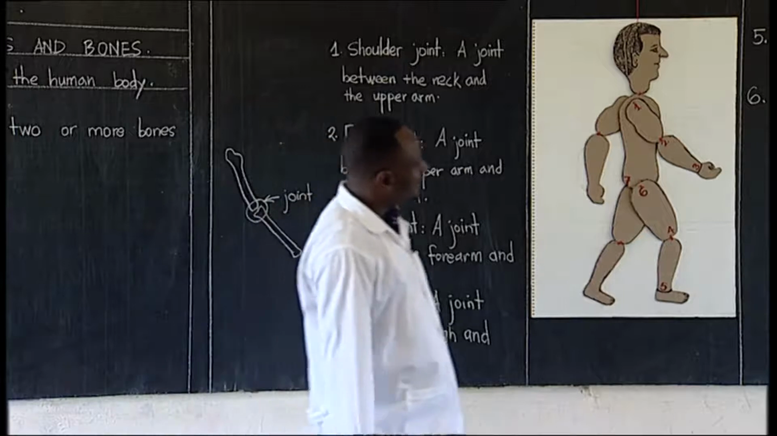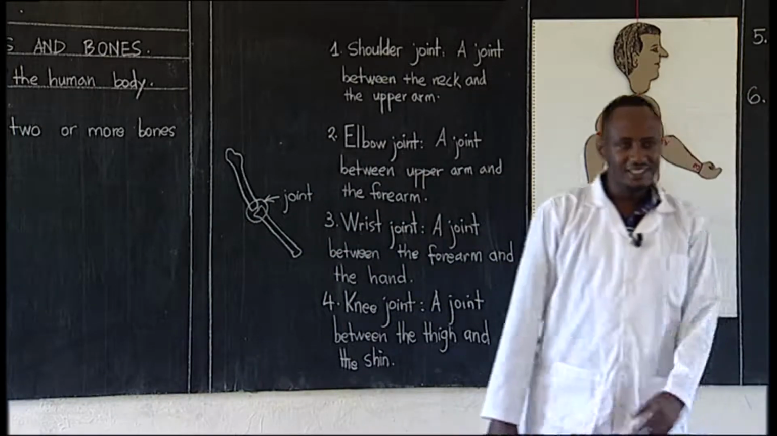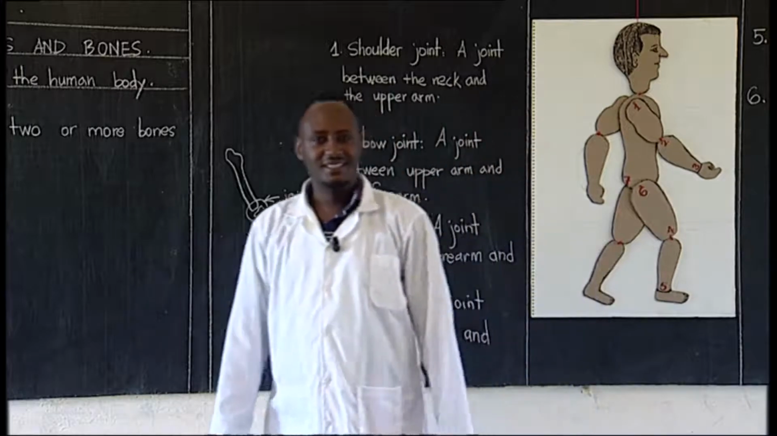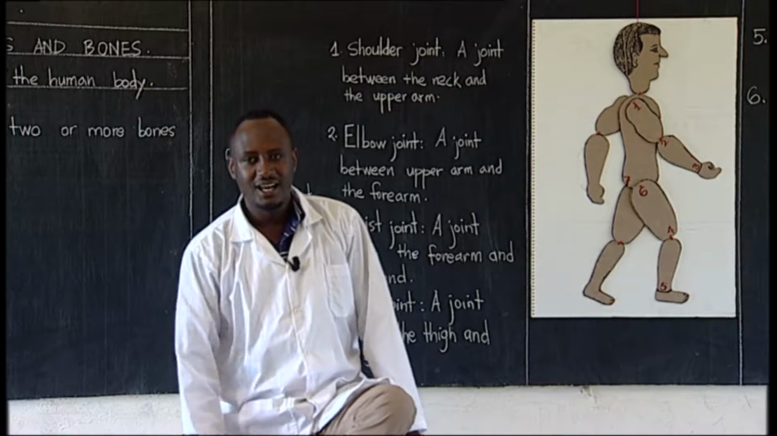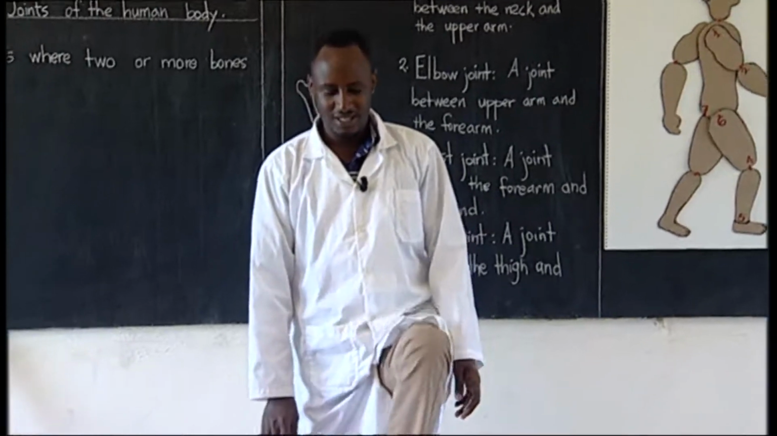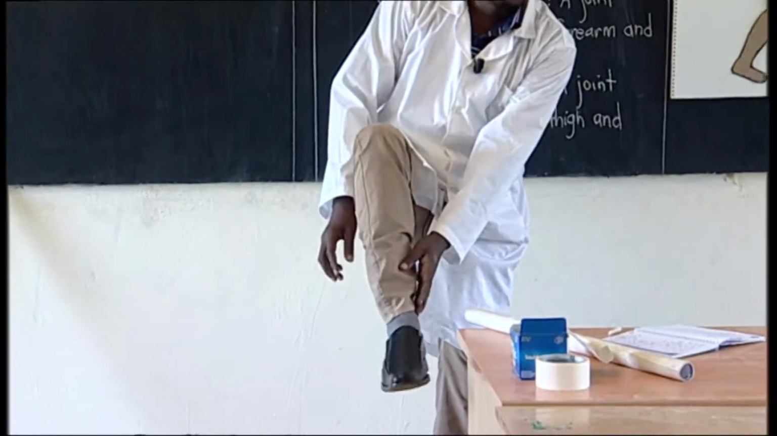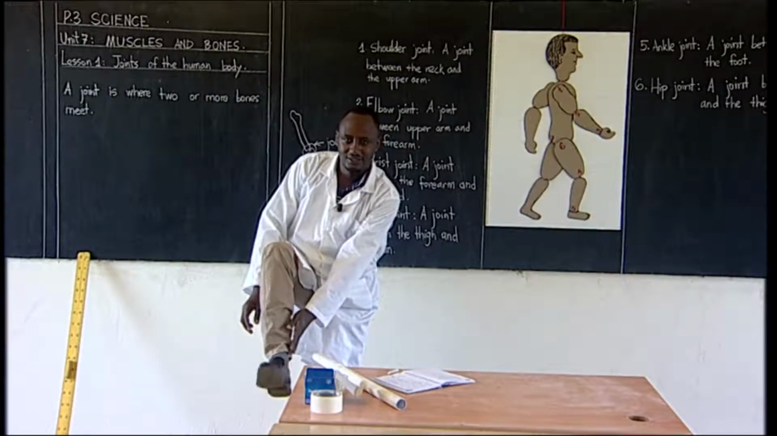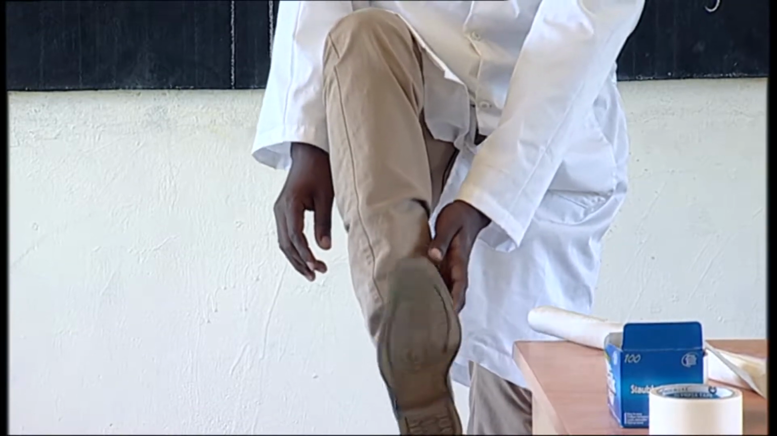Number 5, the ankle. This is the joint between the leg or the shin and the foot. So you can see I can move it. Also, I can move it around here. Okay? That is the ankle joint.